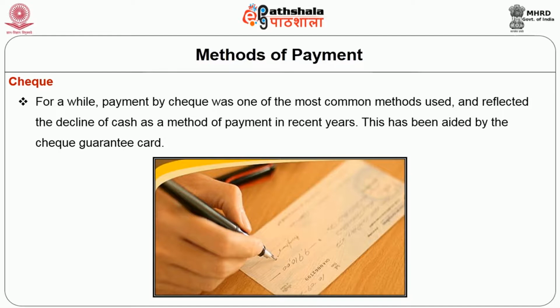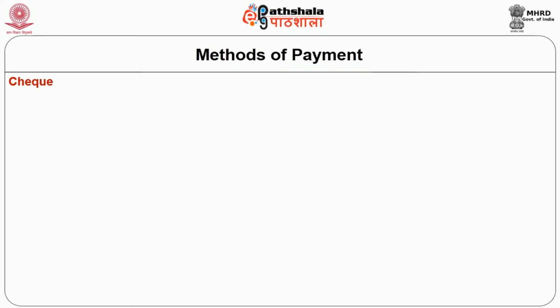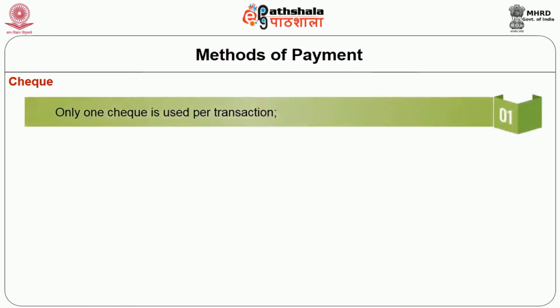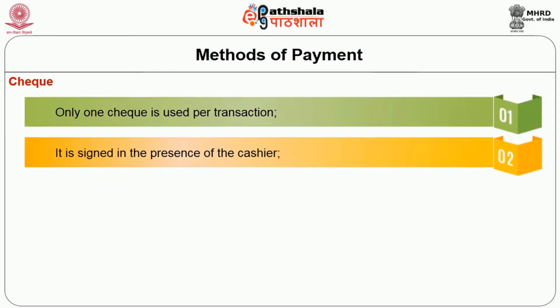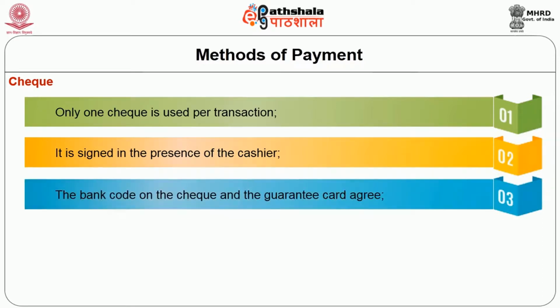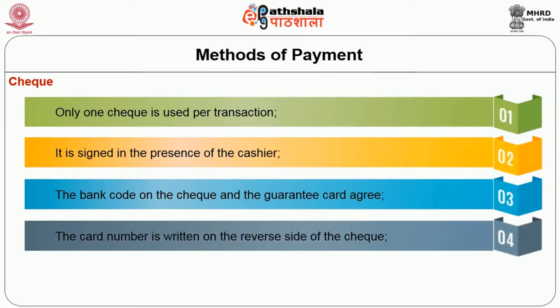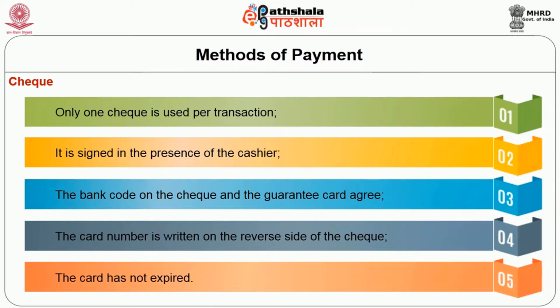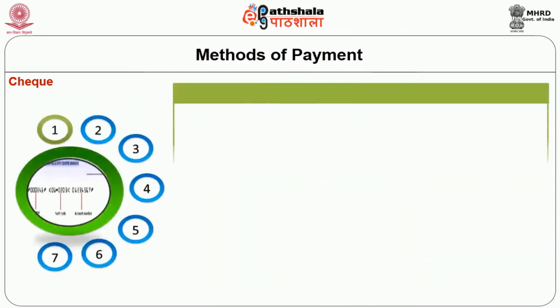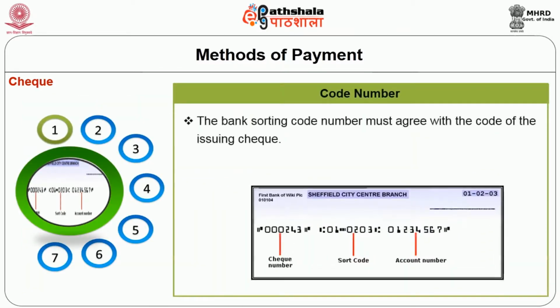Check guarantee cards guarantee payment provided that only one check is used per transaction, and it is signed in the presence of the cashier. The bank code on the check and the guarantee card must agree. The card number is written on the reverse side of the check. The card has not expired. And the code number, which denotes the bank sorting code number, must agree with the code of the issuing check.